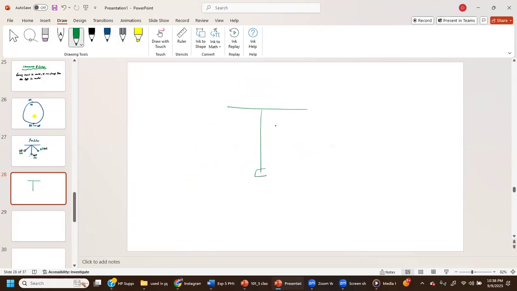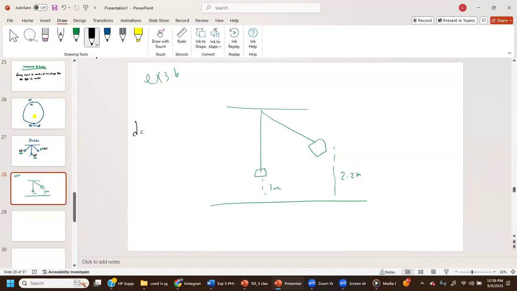So here's a girl, and she's on this swing. This is example 3.6. So the height to the floor over here is 1 meter, and the height to the floor over here is 2.2 meters, which means that your displacement or your height is going to be 2.2 minus 1, which is going to equal 1.2 meters.